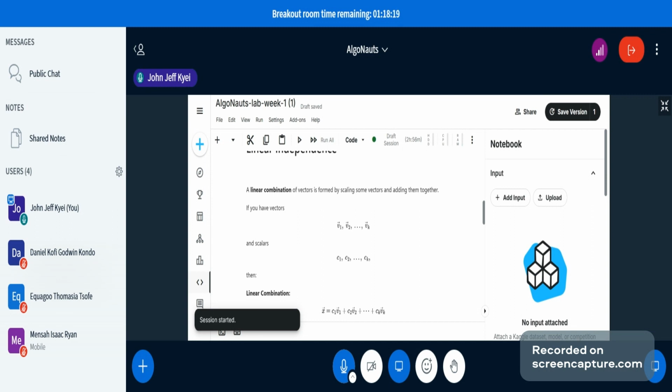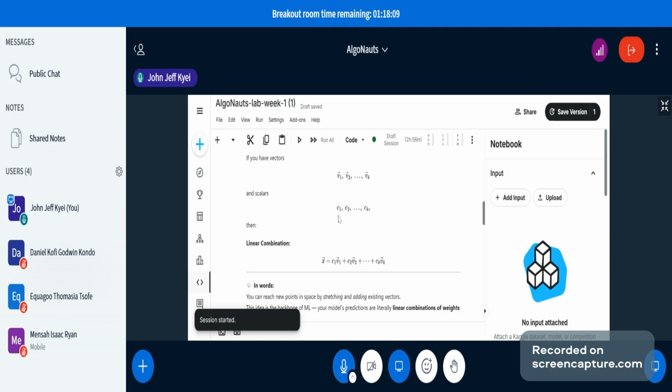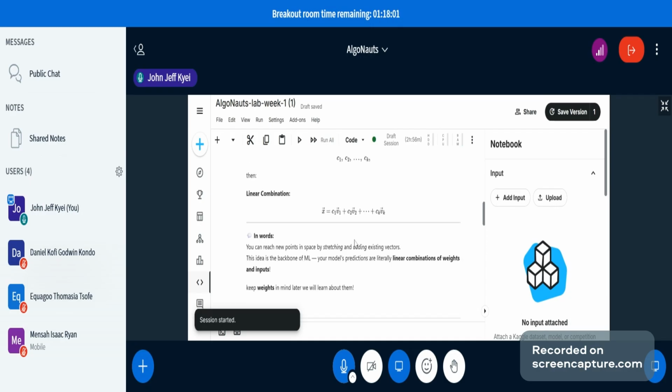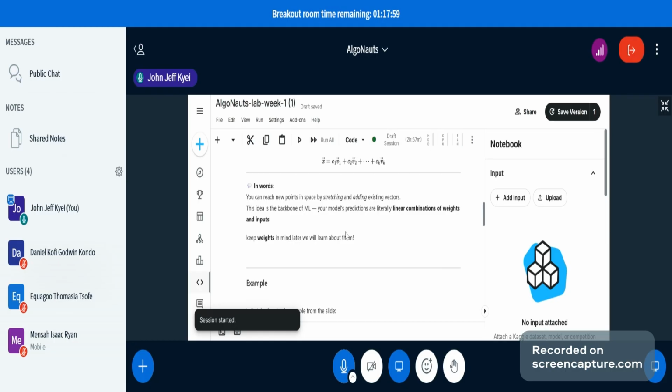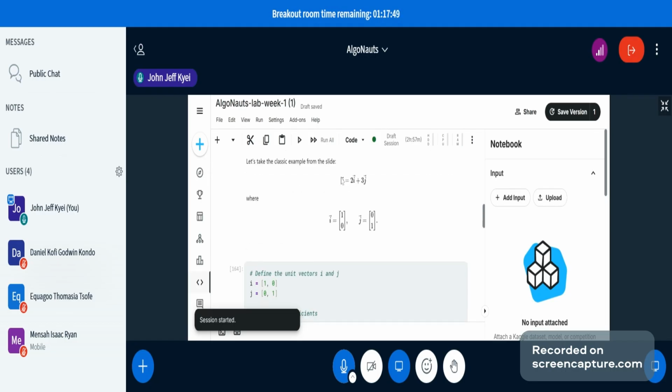So a linear combination of vectors is formed by scaling some vectors and adding them together. If you have vectors v and scalars c, then a linear combination is almost like a distributive sum of the vectors: c1 v1 plus c2 v2 plus and so on. In other words, we can create a new point in the data space by stretching and adding the existing vectors, right? And this is an example from the slides where we have vector i and vector j being multiplied by scalars 2 and 3.